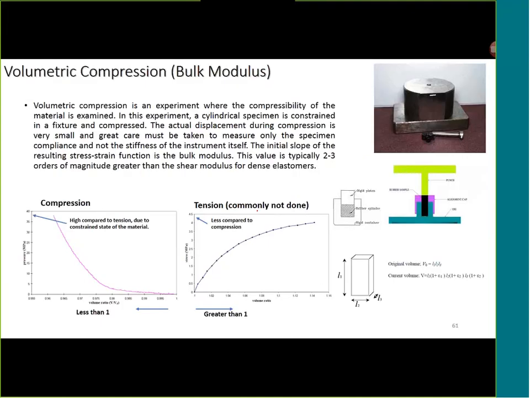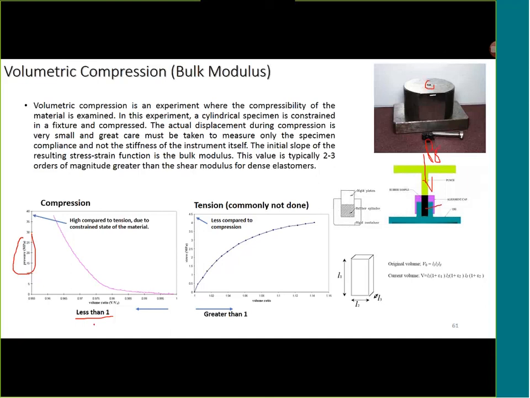And to characterize the compressibility behavior, the volumetric test is very important. The volumetric test is conducted with a button. We will put a small button inside a constrained space, and we will try to compress this. What we will monitor is the change in volume against the pressure required to cause a particular change in volume.